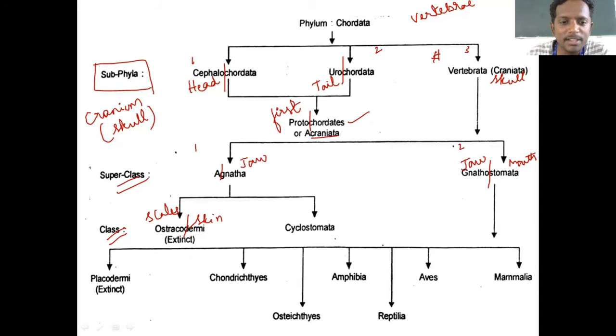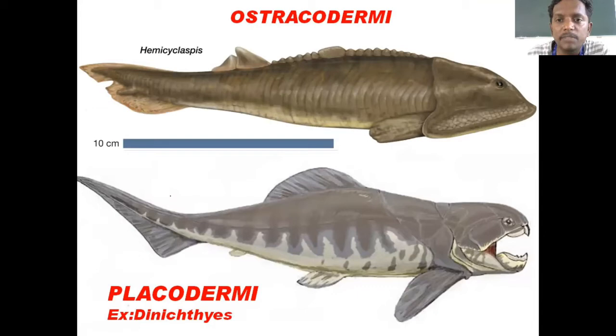See, here I collected the image. The first one is ostracodermi. On the body, you can see properly, it has many scales. The external part of the body is covered by many scales, maybe calcium carbonate. These organisms are not there on earth now. They were looking like fish. We may get confused, it is a fish now.